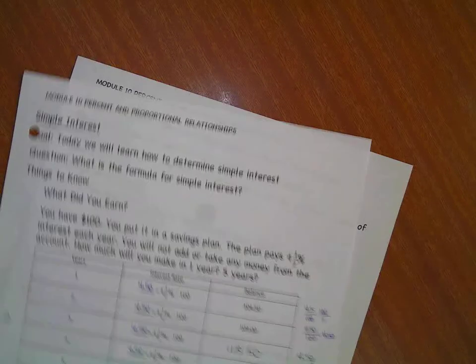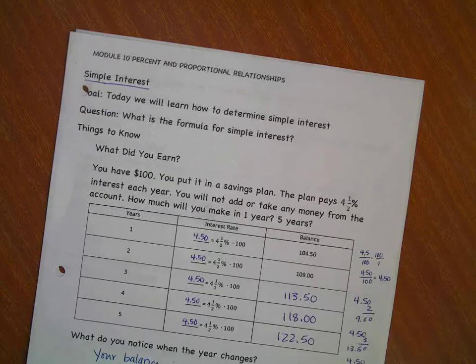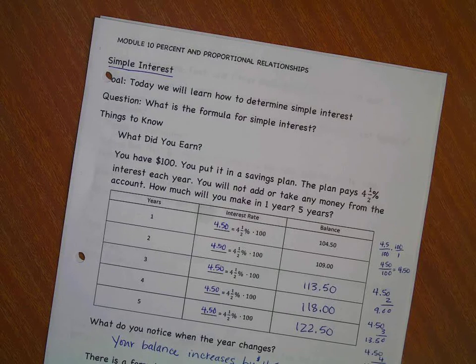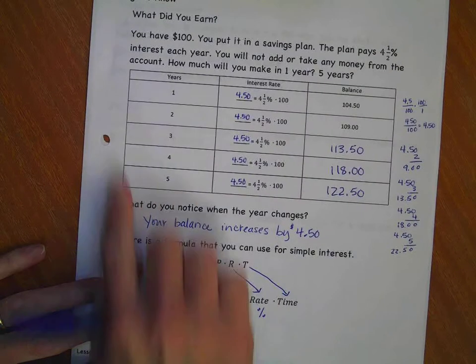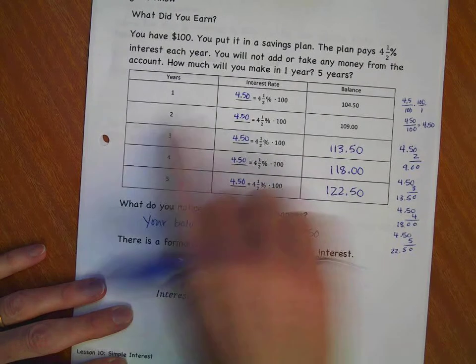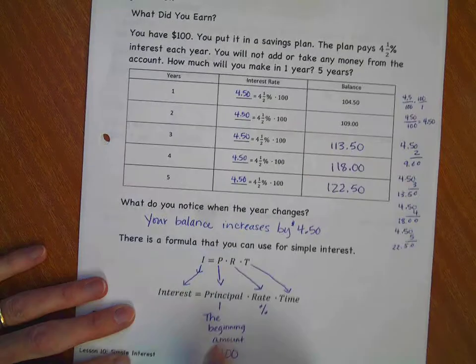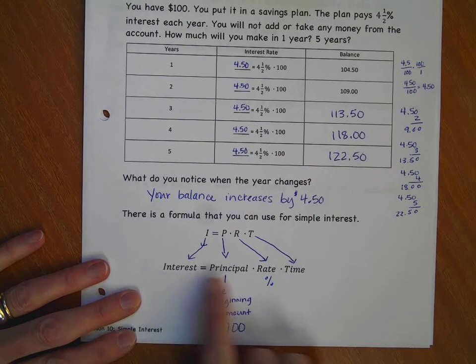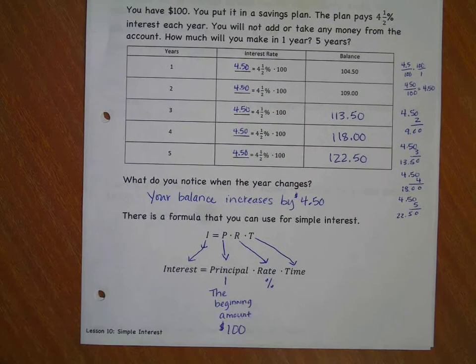All right. So that's all that I have on this lesson. And so let's go back to our goal for today. Today we will learn how to determine simple interest. And the way we did that is we just initially set up the table, figured out what the interest would be, and then we kept adding it on. Okay? Or you can do a more simple way, and that is to use the formula that says interest equals principal times rate times time, or I equals PRT.